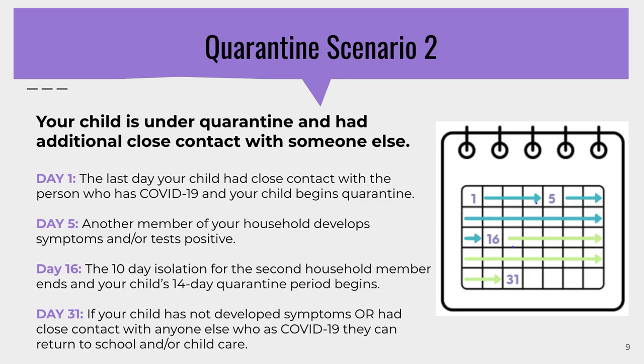Some key points. Anytime a new household member gets sick with COVID-19, your child and/or other household members that had close contact with them will need to restart their quarantine. Quarantine needs to happen while family members are isolating, so they happen kind of concurrently. The 14-day quarantine countdown for household members who do not develop symptoms and/or test positive for COVID-19 starts when the last sick member completes their isolation.